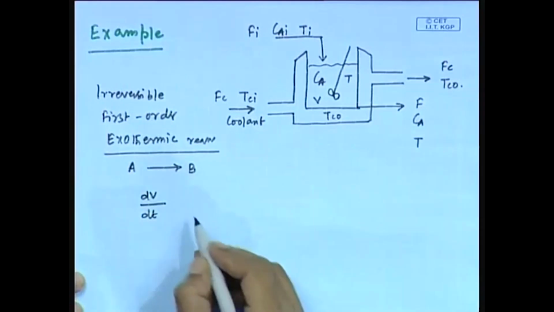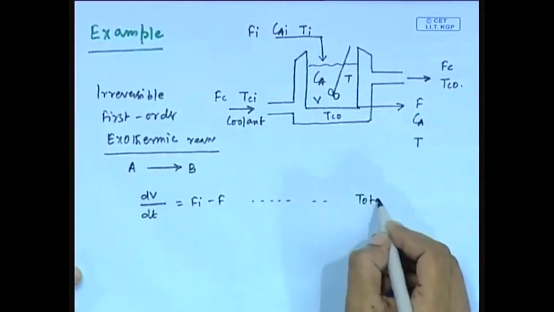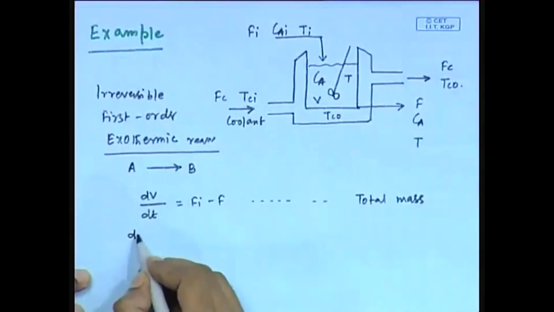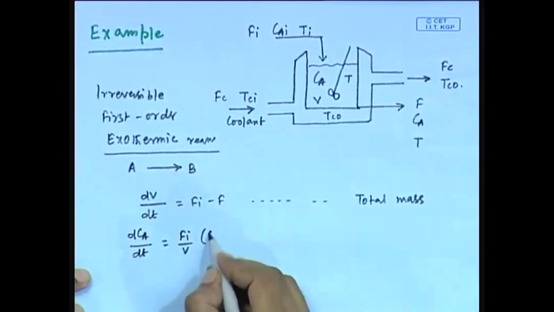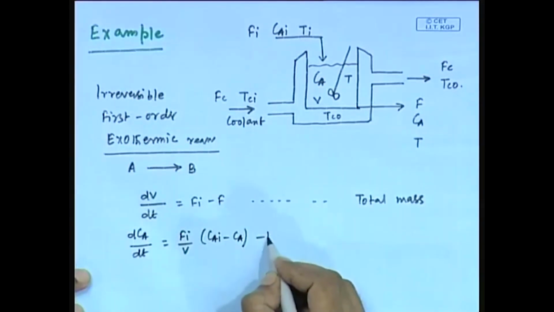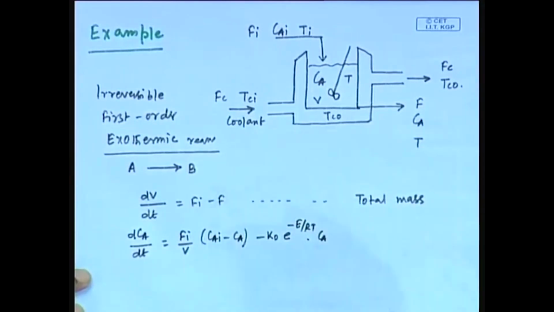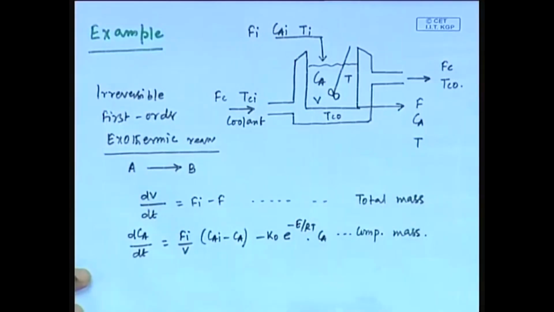One is dV/dt equals Fi minus F, fine. F is basically the volumetric flow rate. This equation we got based on total mass balance. Similarly, we got another equation for component mass balance. Considering component mass balance, we got dCA/dt equal to Fi divided by V times (CAi minus CA), minus k naught exponential of minus E divided by RT, times CA. This equation we got considering component mass balance, fine.